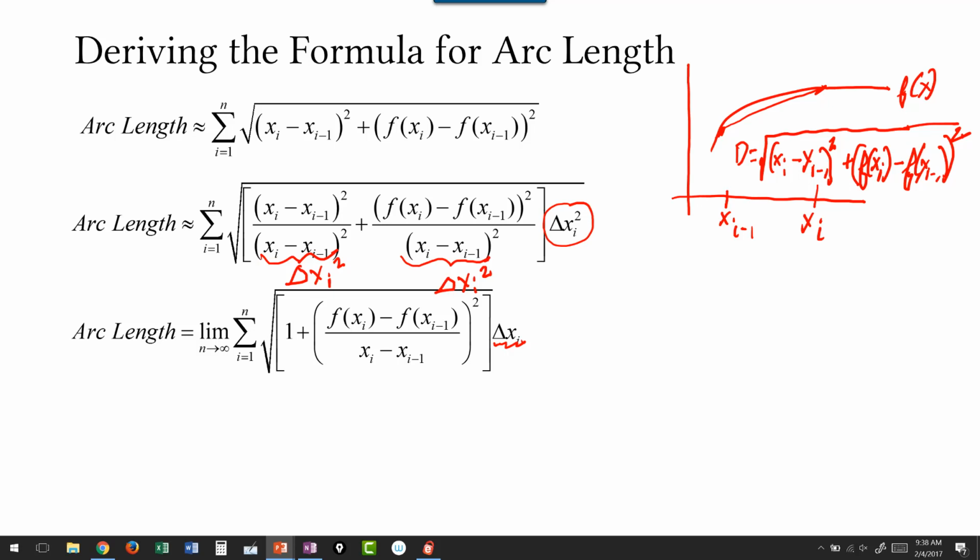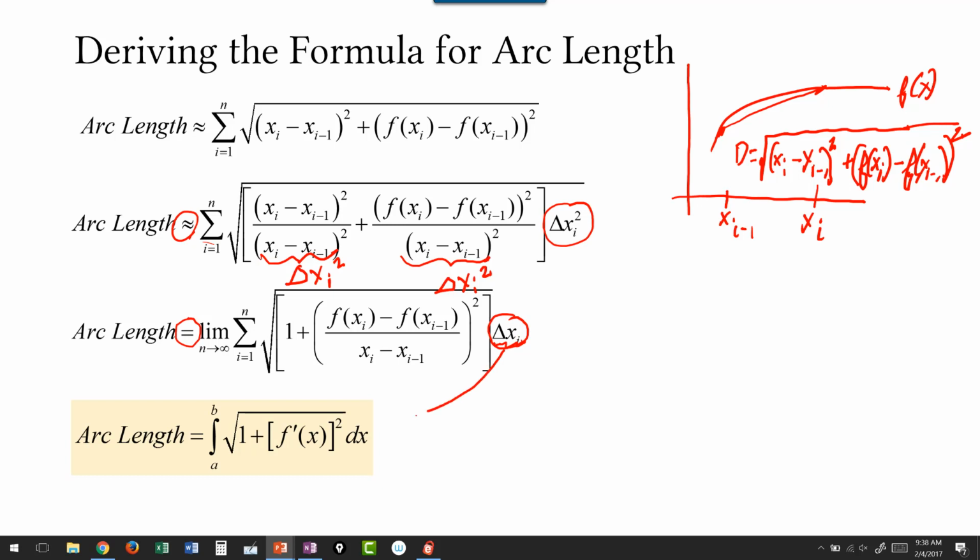I'm also taking the limit as the number of segments goes to infinity, so we have gone from an approximate arc length here to an exact arc length here. From here we jump straight to the arc length formula. So let's see what just happened. The delta xi, as it does in all of our Riemann integral examples, becomes the dx.